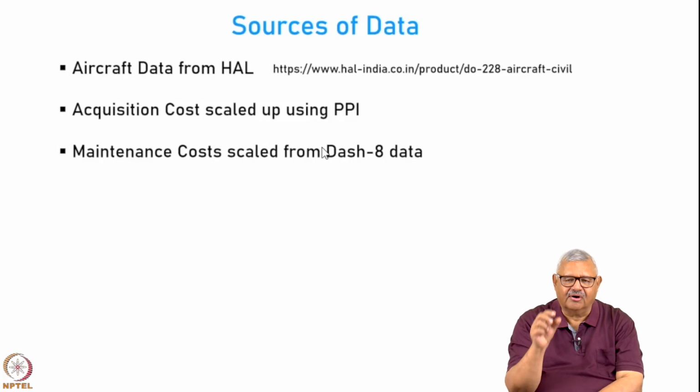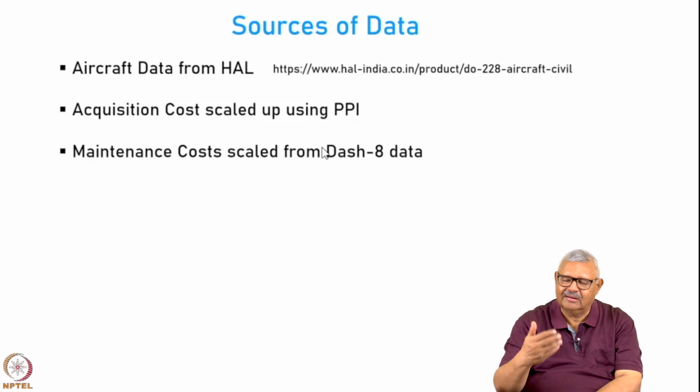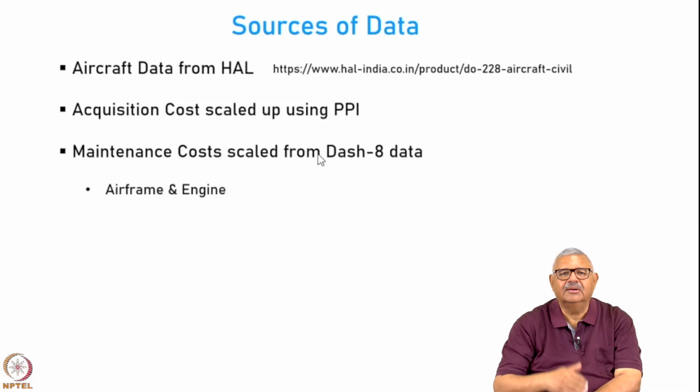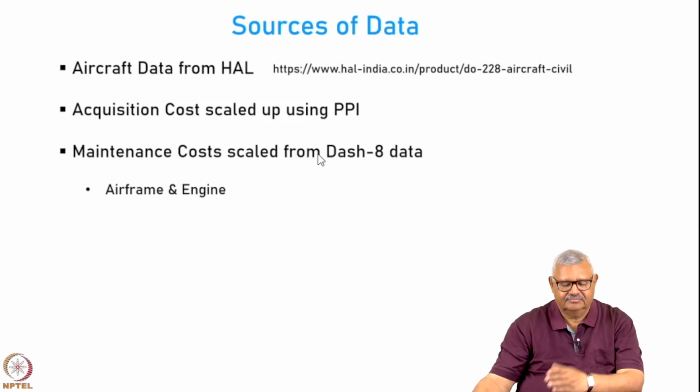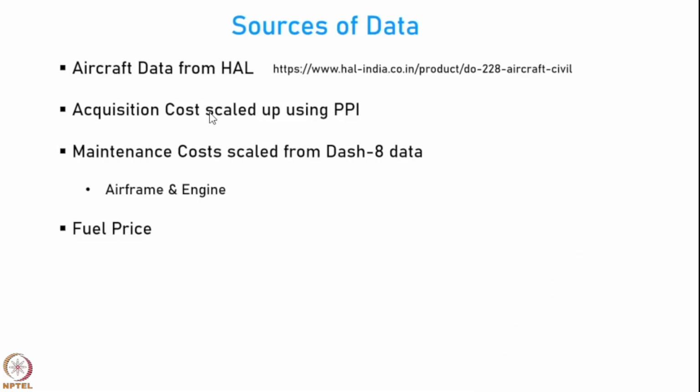Since I know the cost for the Dash 8 aircraft, I utilize that as a baseline and I have scaled up or scaled down the costs of both the airframe and the engine in proportion to the data related to the Dash 8. As I will show you after a few slides, I used this particular scheme to arrive at the maintenance costs. Then fuel price of course varies from time to time and place to place, also depending upon the quantity of fuel you buy.